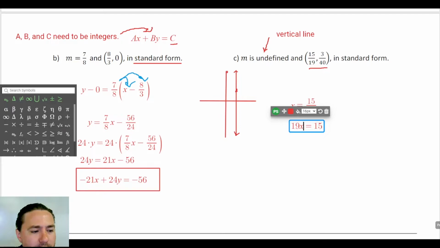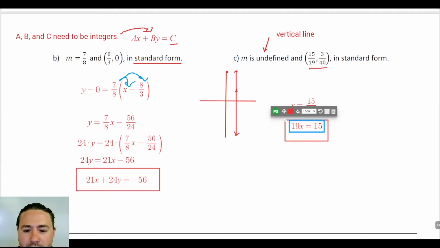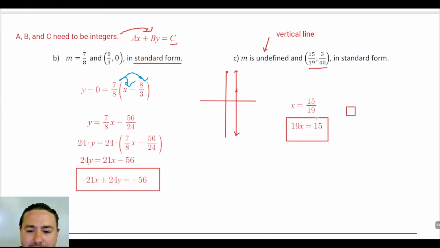Quite honestly, I'm okay with either of these. It's kind of weird to write an equation like this in quote-unquote standard form. I kind of like this one up here better, but that's not what the directions ask for. So we'll just leave it like that.